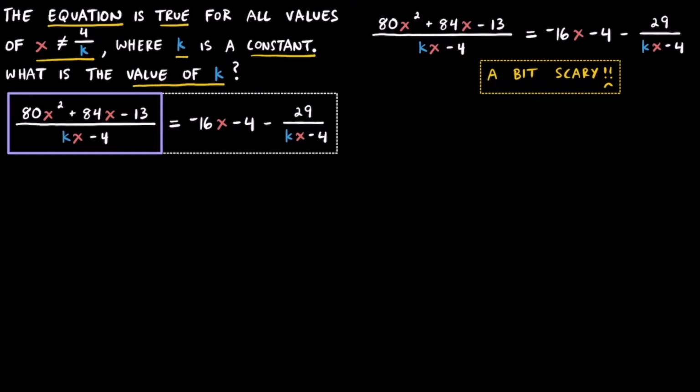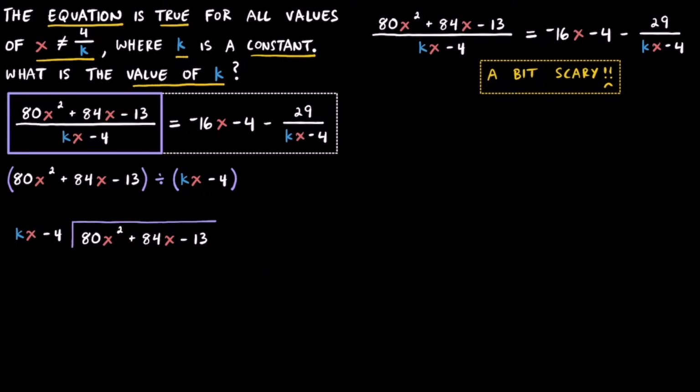On the left side of this equation, remember that this fraction bar really means division, so we're dividing these two polynomials. When dividing this 80x squared plus 84x minus 13 by this binomial of kx minus 4, we're supposed to get this negative 16x minus 4 with a remainder of negative 29. Since we know that's the quotient or the answer to this division problem, we know we can write that on top of this division house. If you forget how to do polynomial long division, hopefully this next part is going to help refresh your memory.